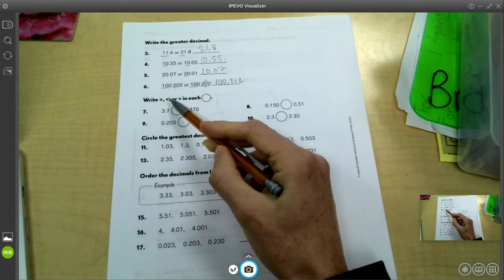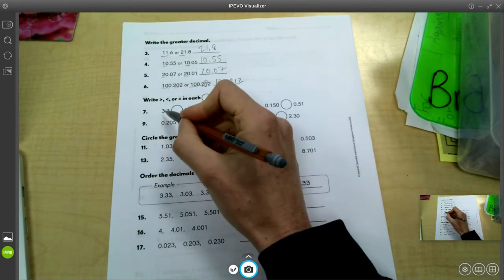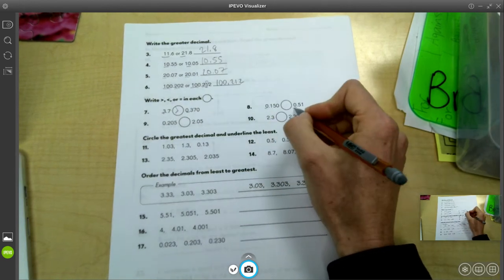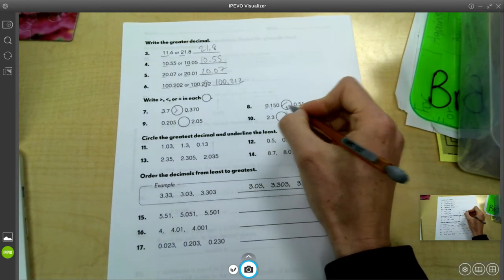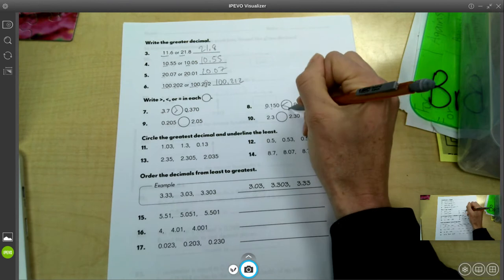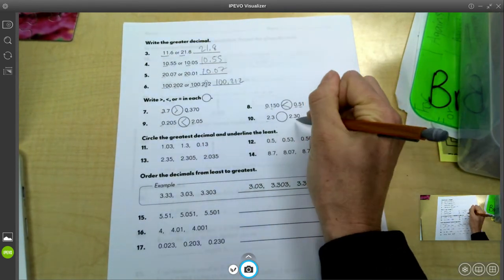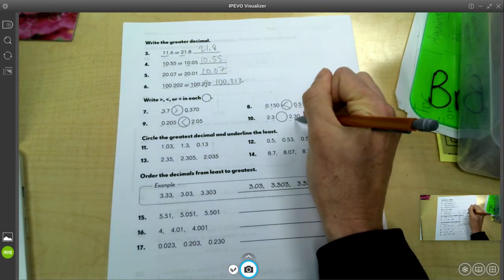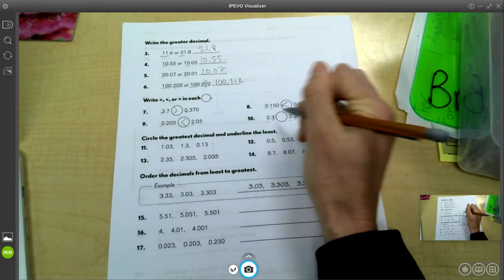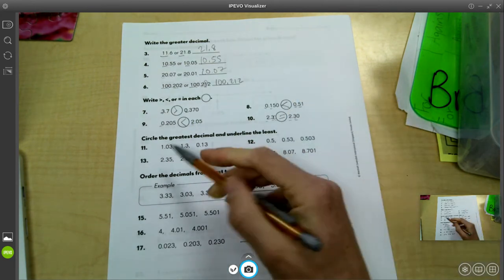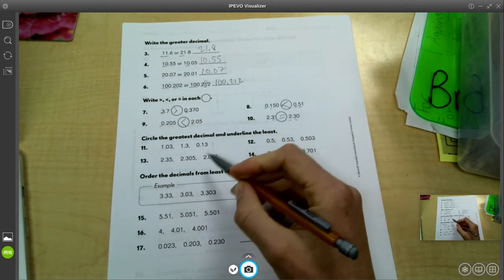Here we're writing greater than, less than, or equal in the box. Well, here, look at my whole numbers. This one's definitely greater than. Whole numbers are the same. Tenths, this one is greater. Here we go. Whole number greater. Whole number's the same. Tenths the same. I could put a 0 here to make my hundredths the same. These two are equal.